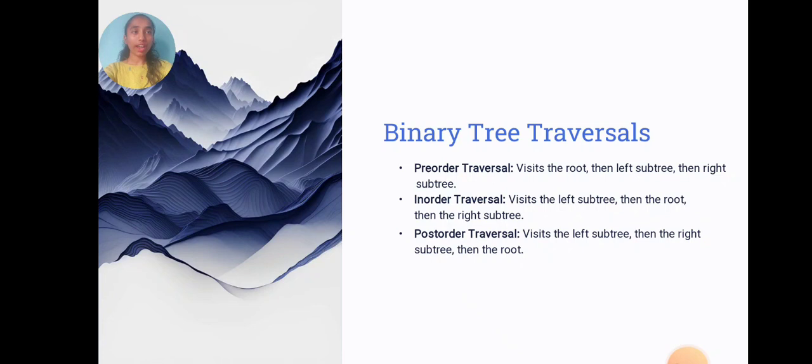Next, binary tree traversal. There are three types of traversal: pre-order traversal, in-order traversal, and post-order traversal. Let us see them one by one. Let us see first what is pre-order traversal.